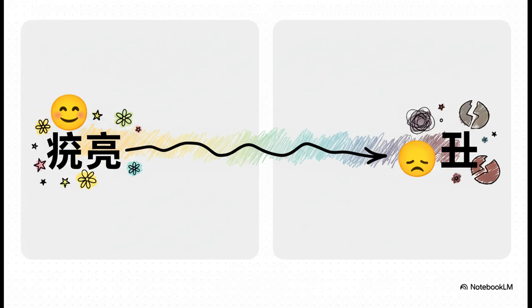On one end of the spectrum, you have the pleasing, the beautiful, 漂亮. And on the complete other end, you have the unpleasing, the ugly, 丑. Think about this. By learning just these two words, you've suddenly gained the ability to express a massive range of opinions about the world you see.